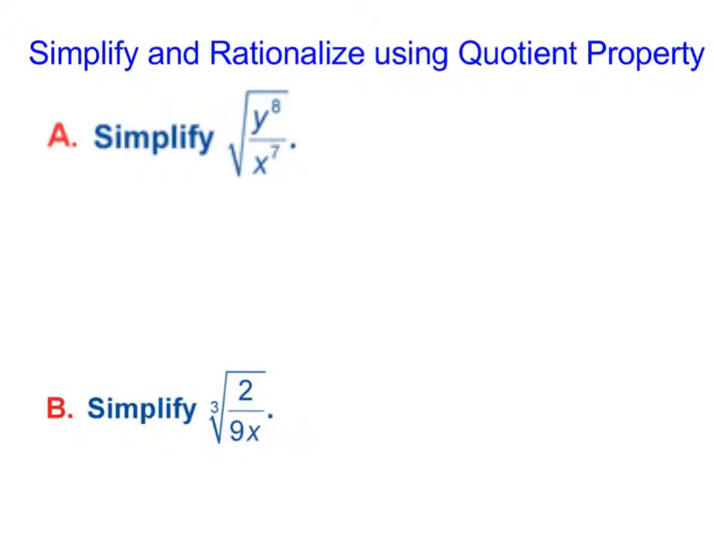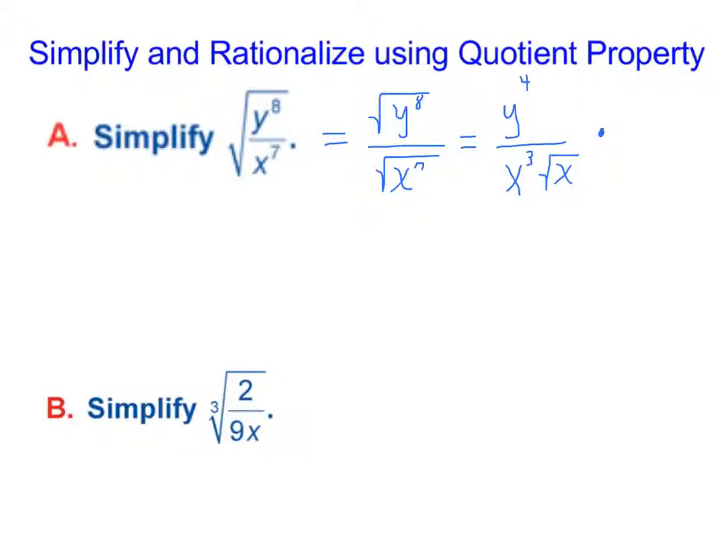Simplifying and rationalizing using the quotient property. Remember, if you will, that this is the same thing as the square root of y to the 8th over the square root of x to the 7th. So let's simplify each one. Y to the 4th, because I take groups of 2, and then down here I'm going to take x to the 3rd, square root of x. Now it says rationalize, and what rationalize means is that I choose not to have a square root or radical in the denominator.